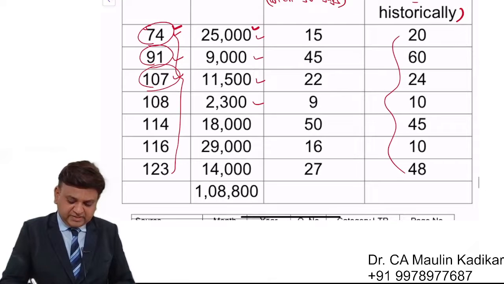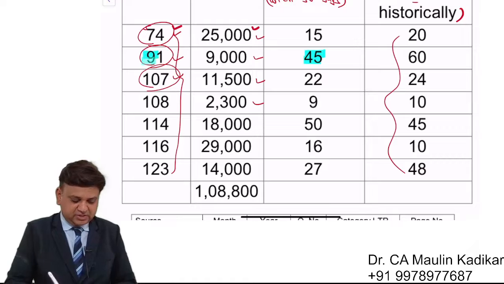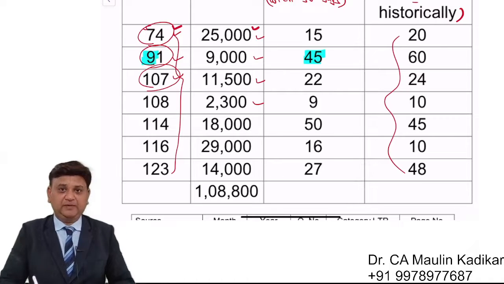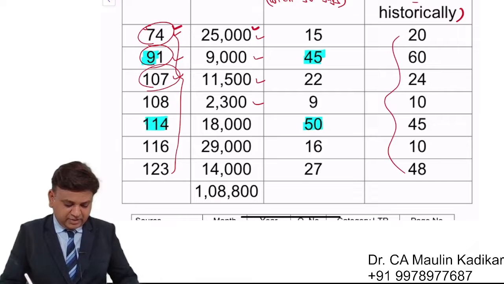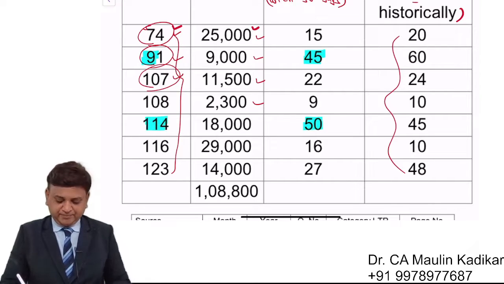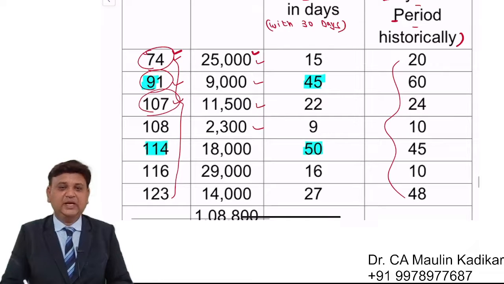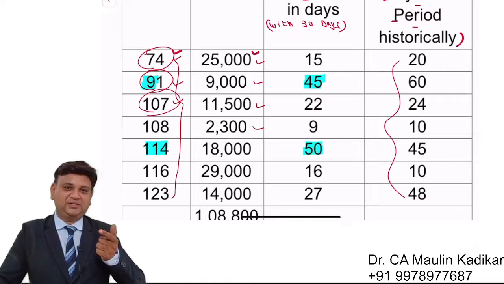See, 45 is exceeding 30. So customer number 91 is not qualified for the lending. Then 50 days. 50 days is later than 30 days. So customer number 114 is not qualified for the purpose of lending. Remaining customers are eligible for the purpose of lending, looking only to the first condition.